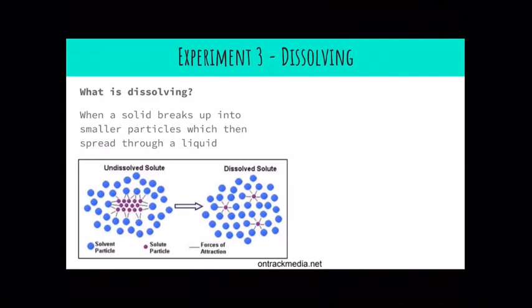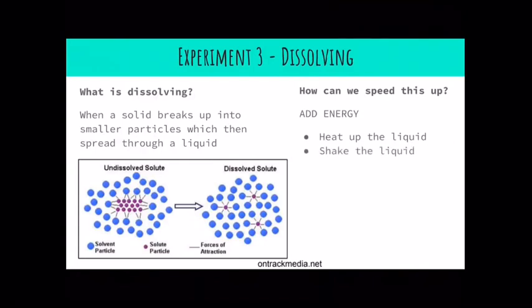Okay, so how can we speed this up? Well, we can add energy. We can add energy by heating up the liquid. We already saw in the pressure section how this adds energy. We can also shake the liquid. By doing that, we're forcing the particles to break up. And we can stir the liquid, again forcing them to interact with each other, and this forces them to break up.